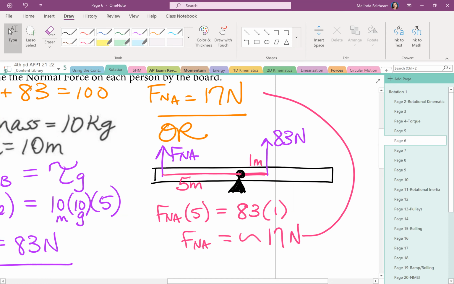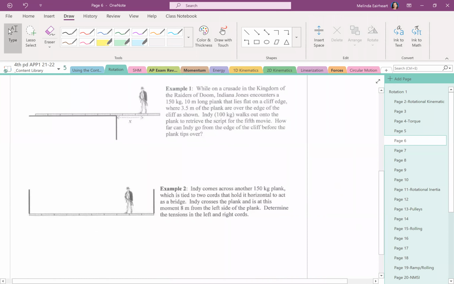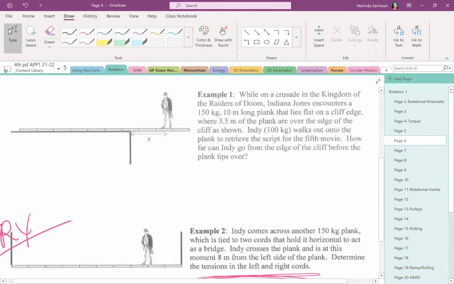Okay. That one is very similar to number 3, but instead of 2 people supporting the weight of a board, you've got a person on a bridge or something that's held up by 2 cables. Determine the tensions in both cords. So instead of 2 unknown normal forces, you're dealing with 2 unknown tensions, but your approach is going to be very, very similar. So I'm going to have you try this one later. Okay. Again, we don't have time to work every single problem.